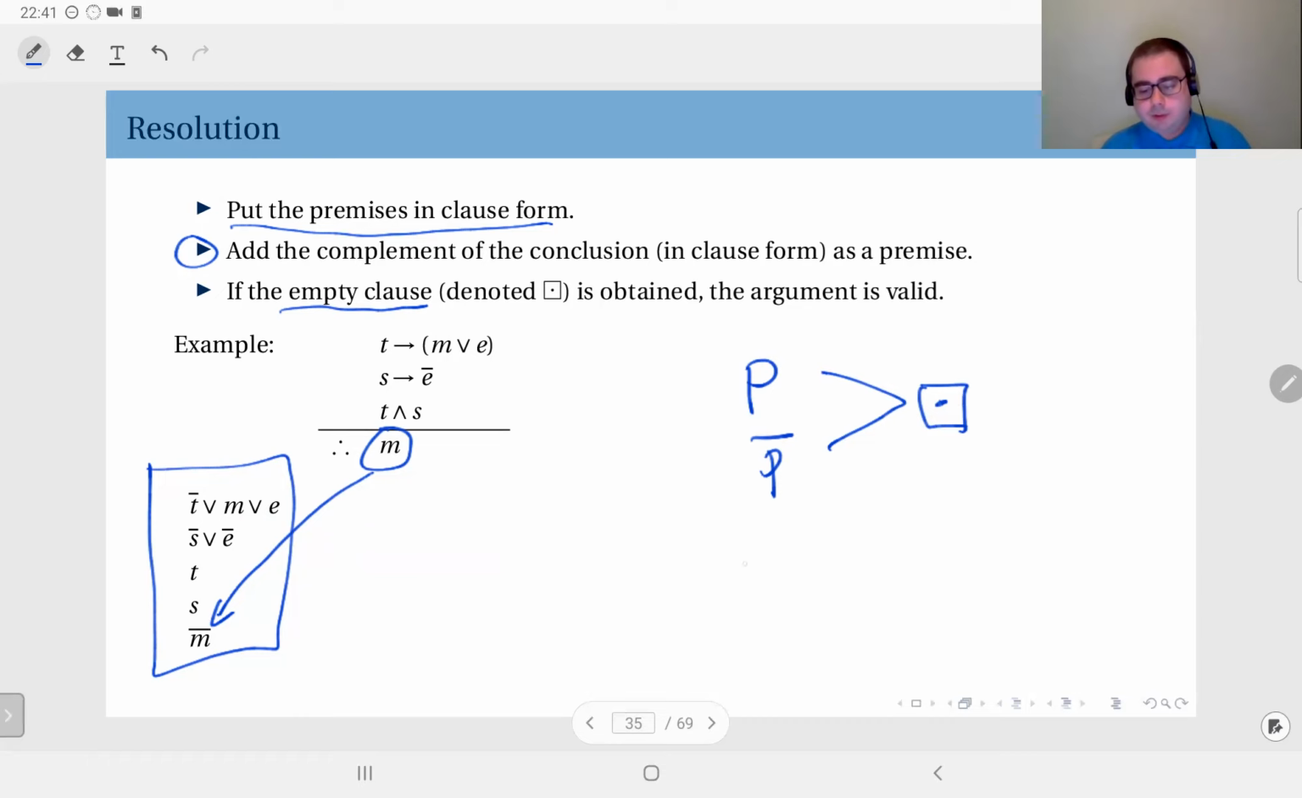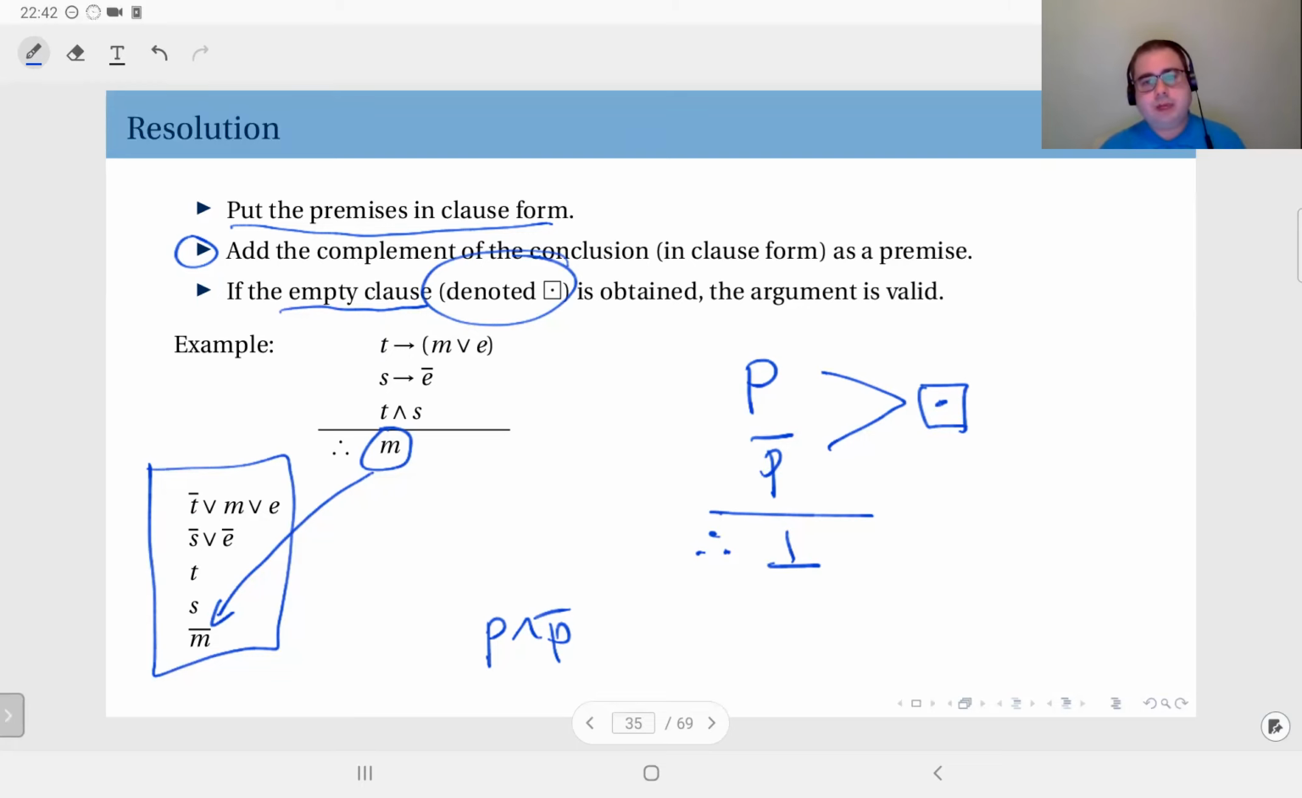However, what are these two premises together? It's just P and not P. It's simply a contradiction. So what does this mean? That means if you have an argument and if you add the negation of the conclusion as a new premise and you manage to end up with the empty clause, that means the premises are incompatible with the negation of the conclusion. Therefore, the original premises must entail the original conclusion.